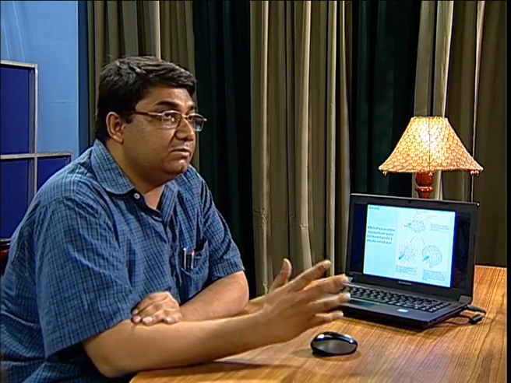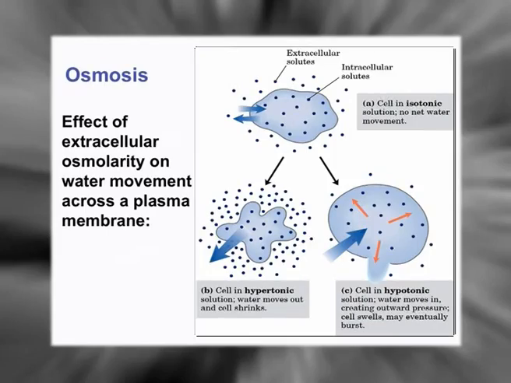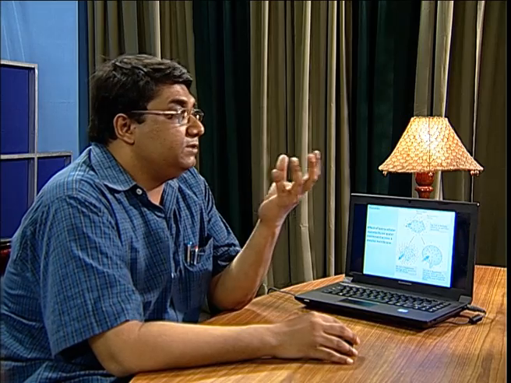So the cell will be stable. But if the cell is put in a hypertonic solution where the osmolarity is much higher in the surrounding medium, then osmotic pressure will drive the flow of water from the cell to the extracellular material. That means the cell will shrink, which is not good for the cell.